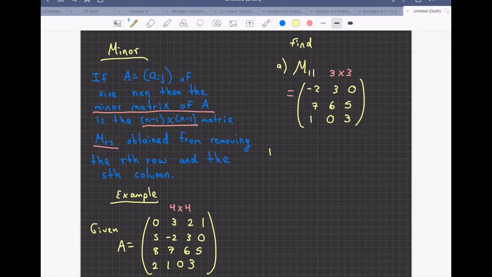Now, what about M21? I have to remove or eliminate from the matrix A the row 2 and the column 1. Row 2 and column 1. What is left? 3, 2, 1, 7, 6, 5, 1, 0, 3. Okay?